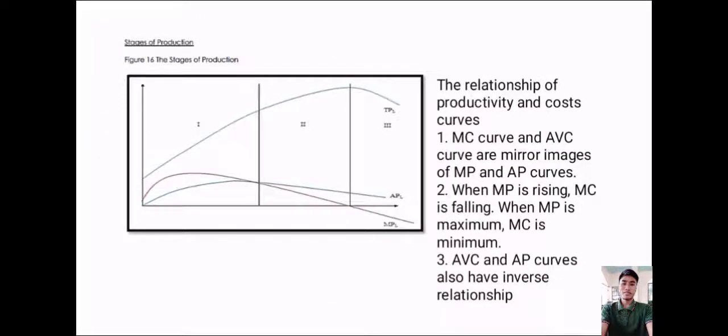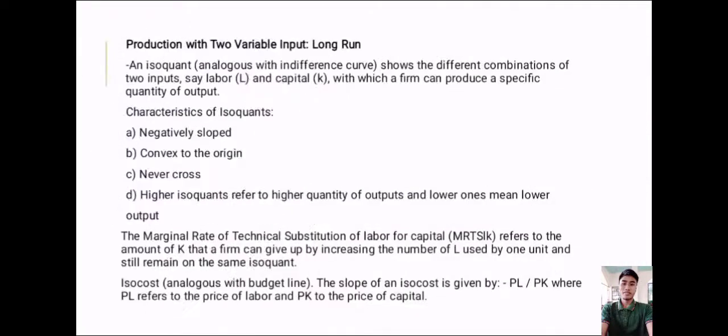So this is the graph of the relationship between production, productivity, and cost curves. Production with two variable inputs, long run. Isoquants, analogous to indifference curves, show the different combinations of two inputs, say labor L and capital K, with which a firm can produce a specific quantity of output. So these are the characteristics of isoquants: negative slopes, convex to the origin, never cross; higher isoquants refer to a higher quantity of inputs and output, and lower ones mean lower output. The marginal rate of technical substitution of labor for capital refers to the amount of K that a firm can give up by increasing the number of L used by one unit and still remain at the same output.